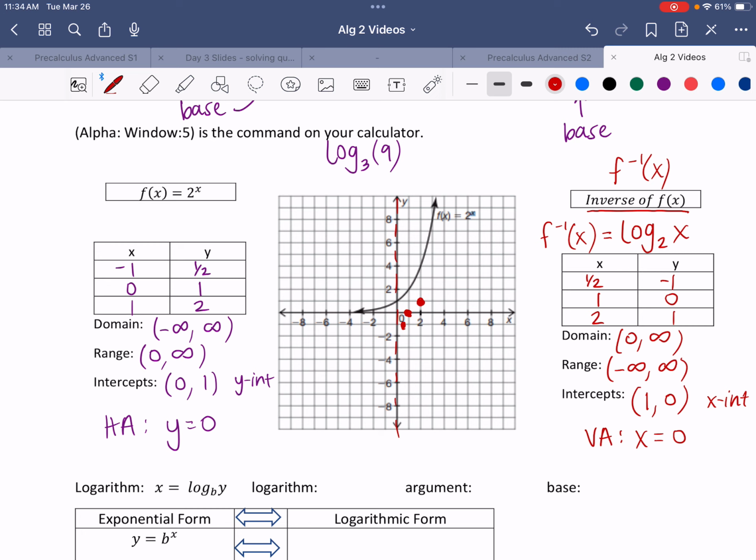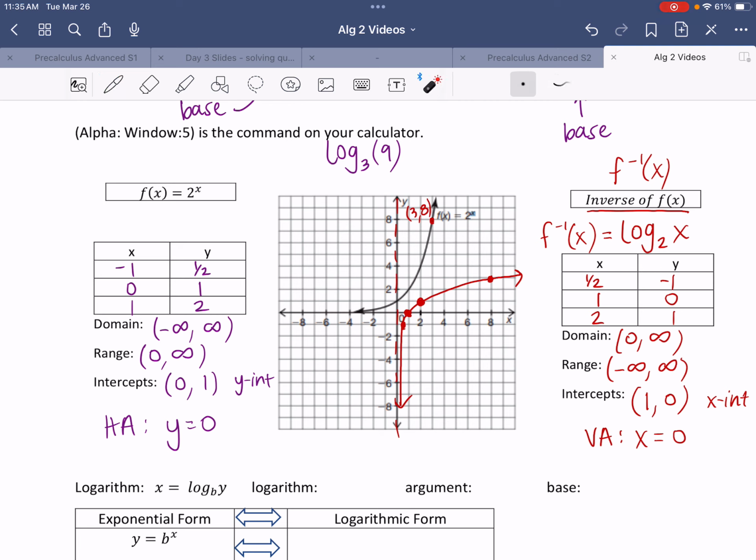Another point we can plot is going to be (8, 3). Also, remember, the original graph had the point (3, 8), because 2 to the third is 8. So I could switch that ordered pair. And as we learn more about logarithms, that'll be easier for you to understand, like why the log base 2 of 8 is 3. And then I connect them.